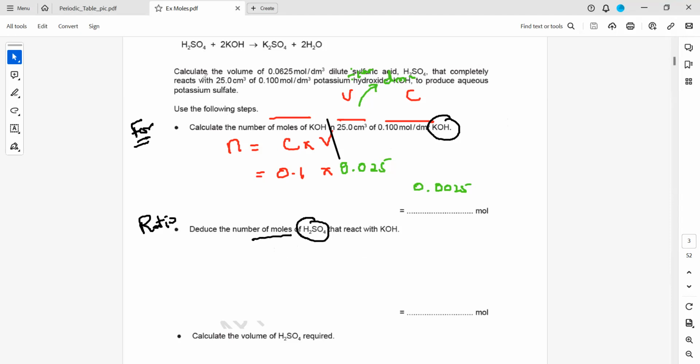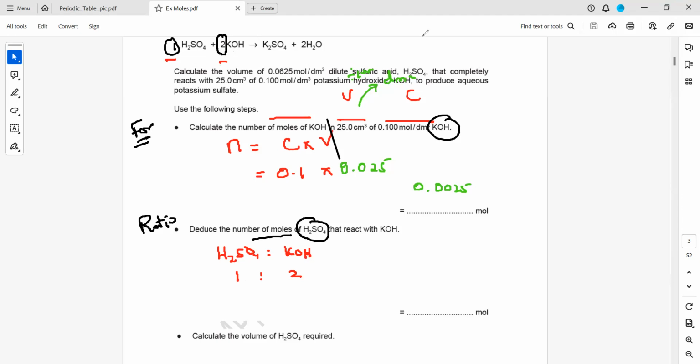When you check the equation, how many moles are there? This number represents the mole number. According to the equation, the KOH is 2. And how many moles of sulfuric acid? 1. So when we write the ratio between H2SO4 and KOH, according to the equation, if we have 1 mole of sulfuric acid, we should have 2 moles of KOH. So the ratio between them is 1:2.